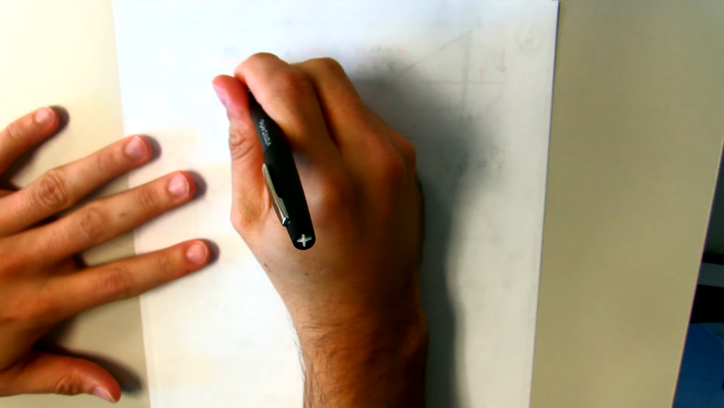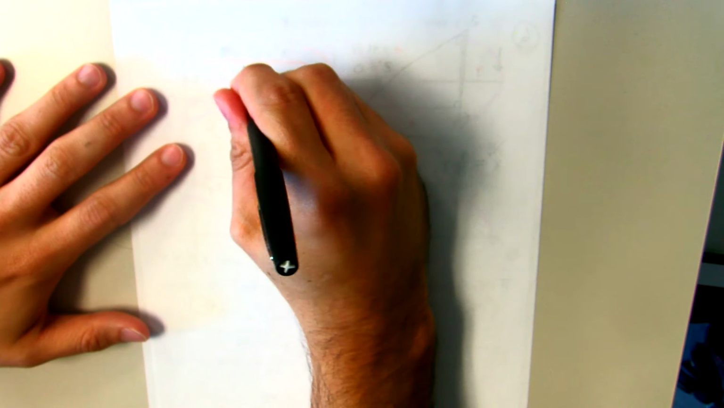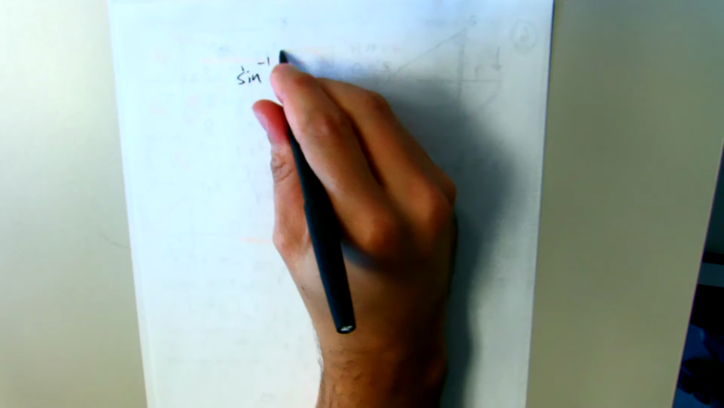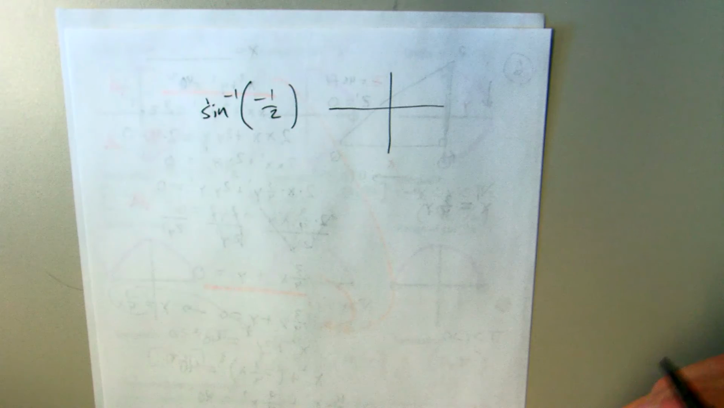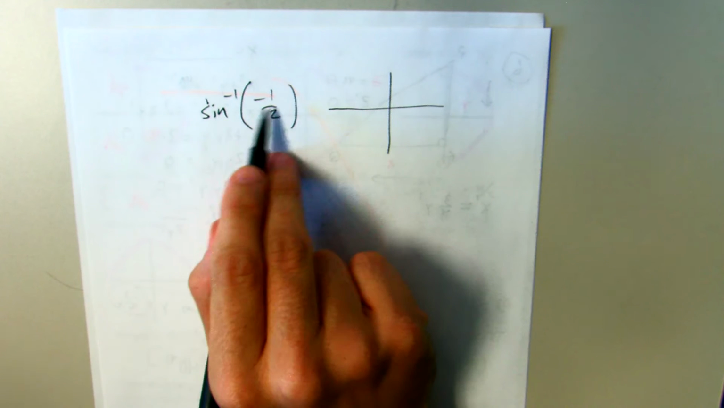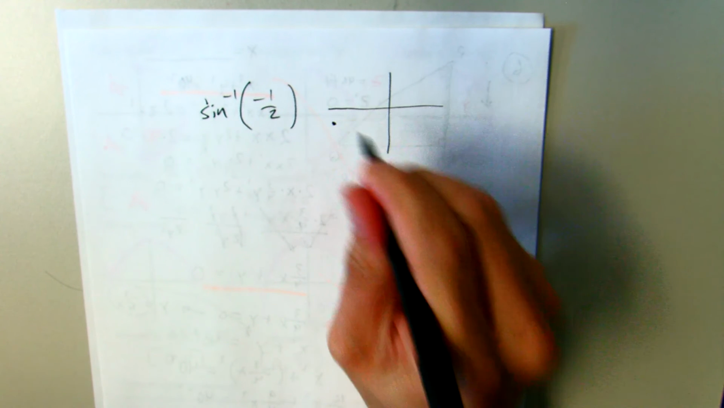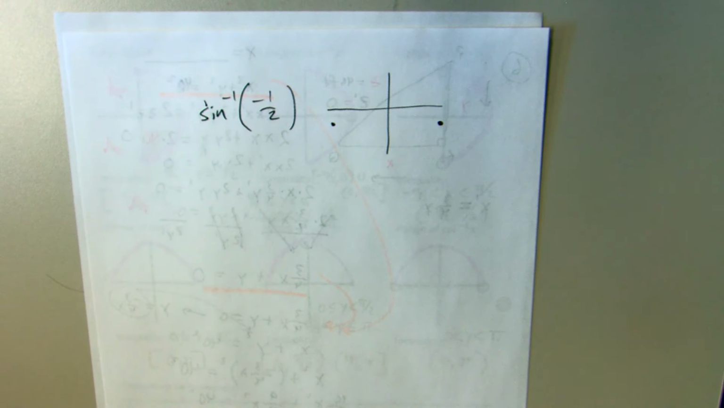But how this is going to get used is where you need to know what is the inverse sine of negative 1/2. Questions like this are exactly what you will see in the quiz, or one question. So you're going to have to say, well, I know on the unit circle where sine is negative 1/2, it is right here and right here. You don't want to have to think about that for a minute.